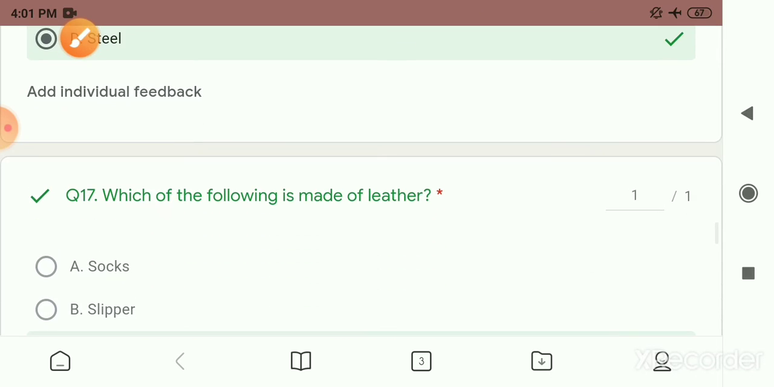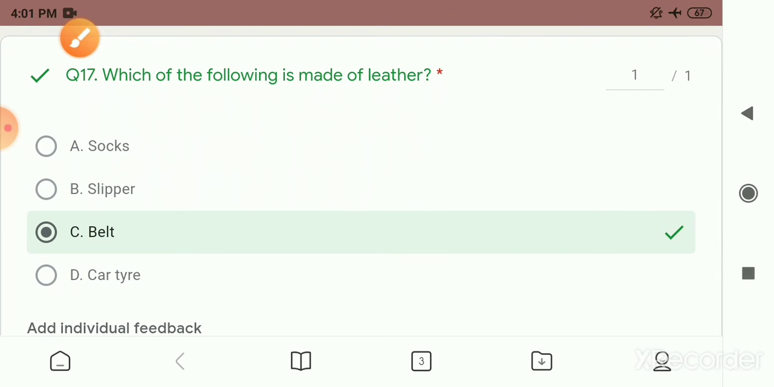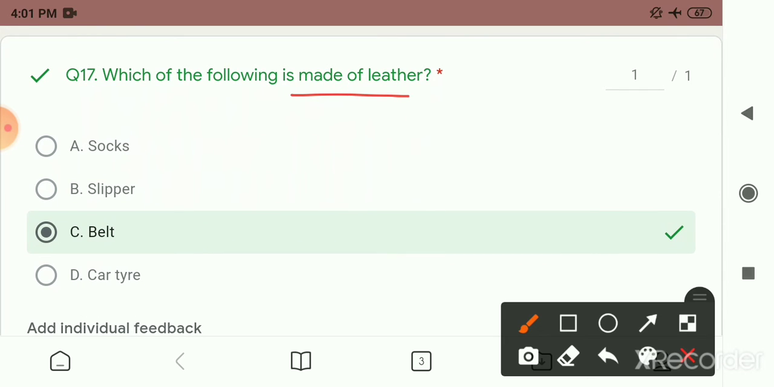Next, 17th number, which of the following is made of leather? Which is made up of leather? The options are socks, slipper, belt or car tire. So here your answer is option C. Belt is made up of leather. So your answer is option C.